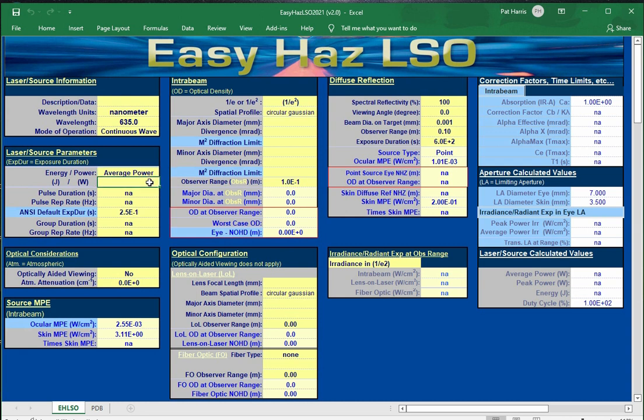You can put average power here, and in this case, it's 3 milliwatts, so we can put 3e-3, or 0.003, and you'll see that the software switches it to scientific notation.